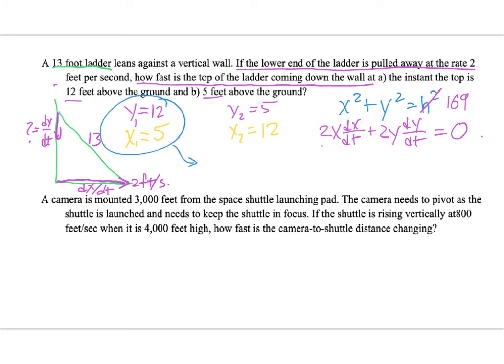So we're going to do that one first. And we've got 2 times 5 times dx/dt, which is 2, plus 2 times 12 times dy/dt is equal to 0. Getting that stuff by itself, 2 times 5 times 2 is 20. We get negative 20 divided by 24 feet per second is going to be dy/dt.